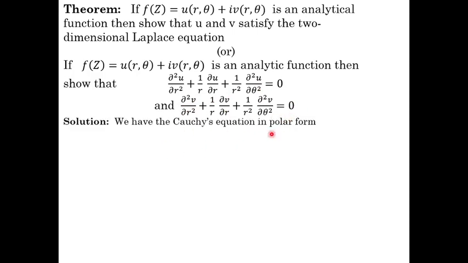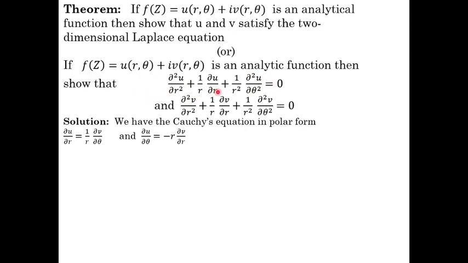We have the Cauchy-Riemann equations in polar form. Just now we derived the CR equations in polar form. What are they? ∂u/∂r is equal to (1/r) ∂v/∂θ, and ∂u/∂θ is equal to minus r ∂v/∂r. By using these CR equations, we can prove the Laplace equation. Observe the Laplace equation.